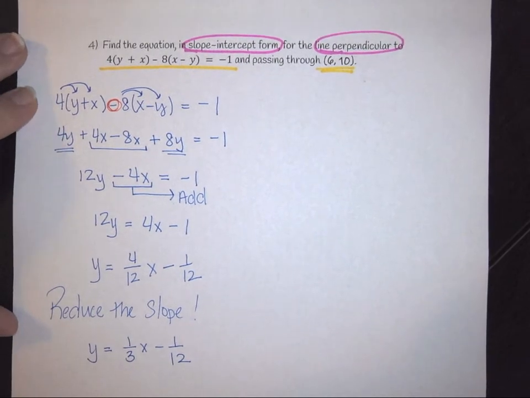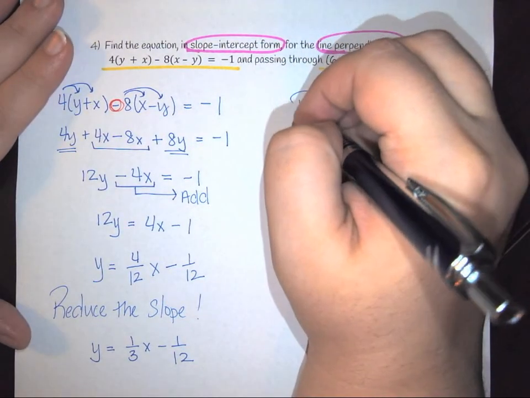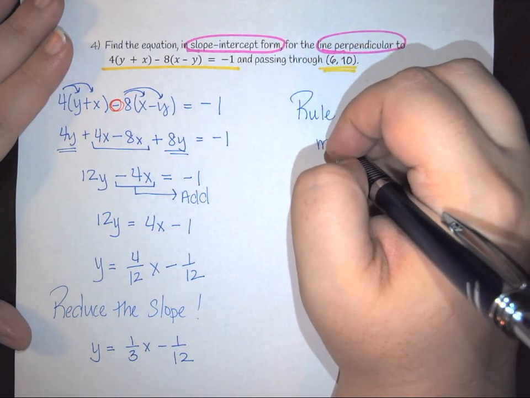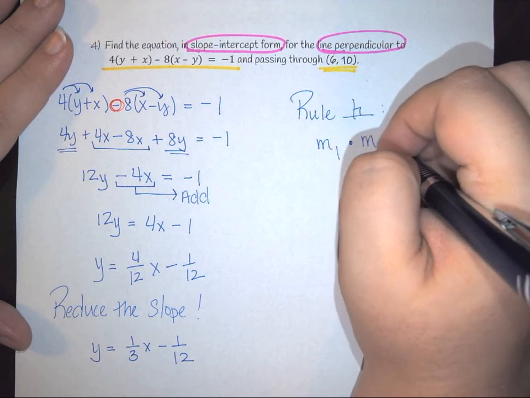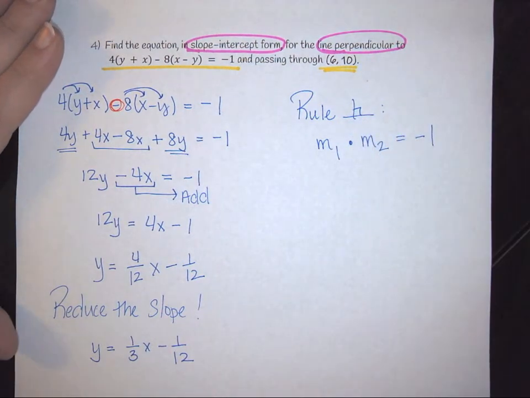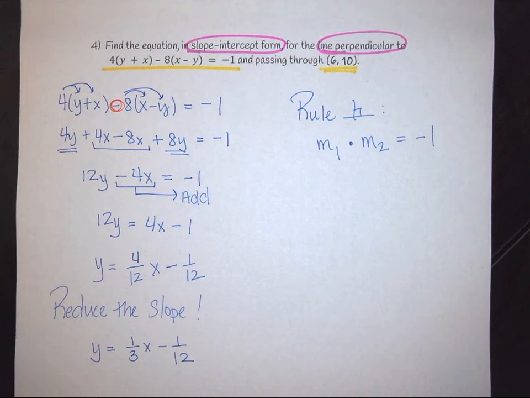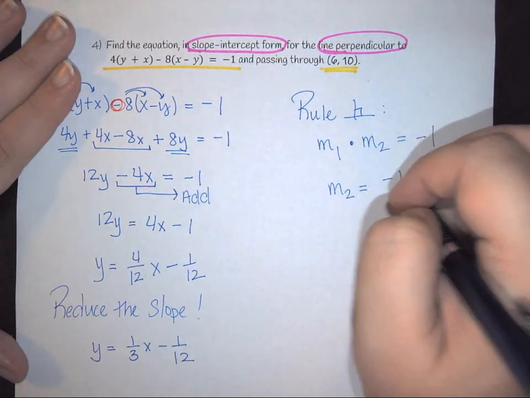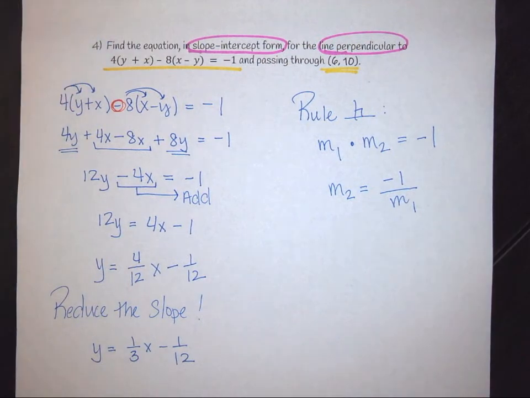Here I need to now use my rule for perpendicular. So I'm going to use the perpendicular rule, which says take my first slope times my second slope should give me negative 1. Well, that being said, the other way that you can write the rule is I only have one slope. Therefore, in order to find my second slope, I have to take negative 1 and divide it by your first slope.